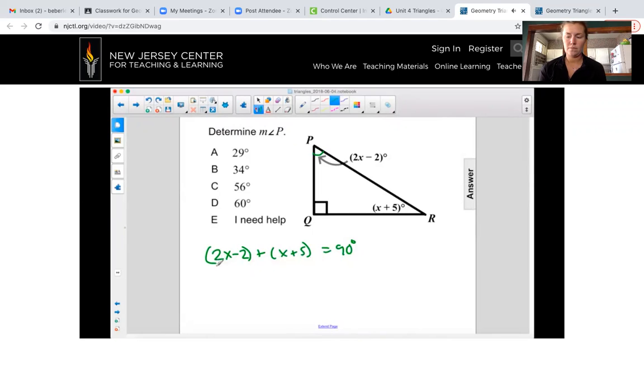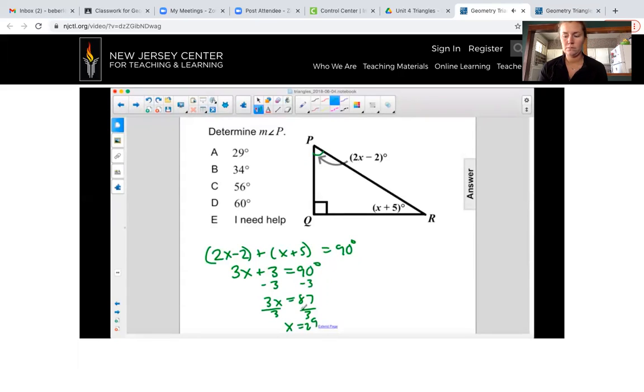So we have some like terms here we can combine. So 2x plus x equals 3x. -2 plus 5 equals 3. 90 degrees. Subtract 3 from both sides. We get 3x equals 87. Divide both sides by 3, and we get x equals 29.